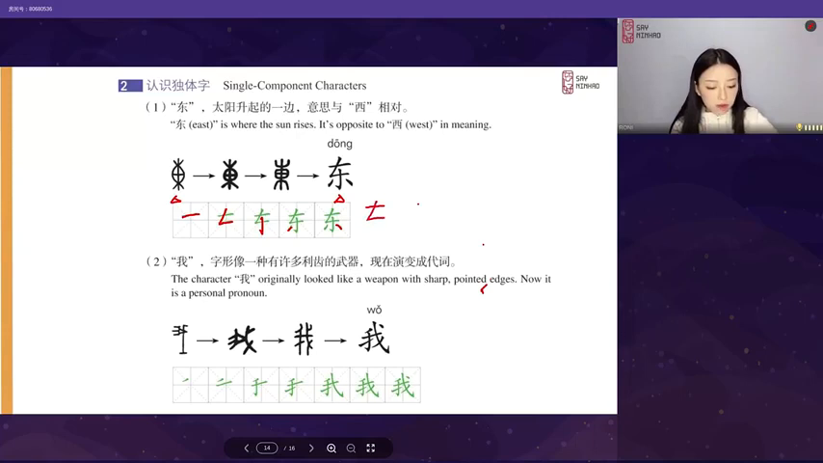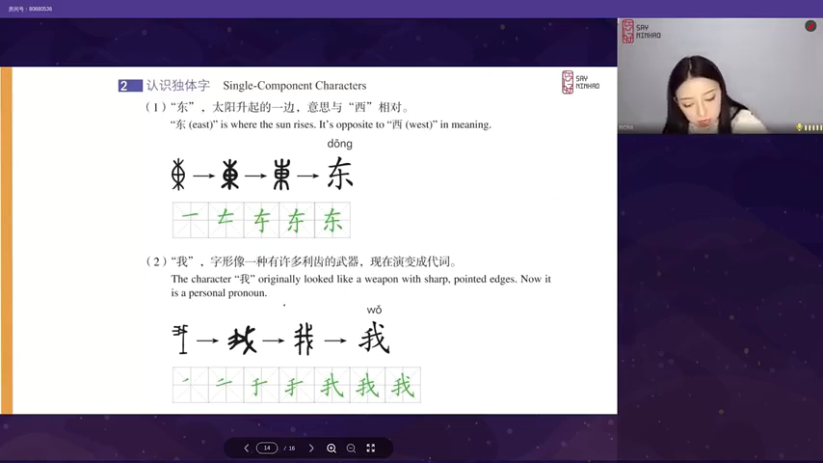Horizontal, left falling, turning, and then vertical hook and two dots. Horizontal, left falling to turning, vertical hook, two dots. Horizontal, left falling to turning, vertical hook, and then two dots. This is Dong, East. Next one is Wo. It means me.